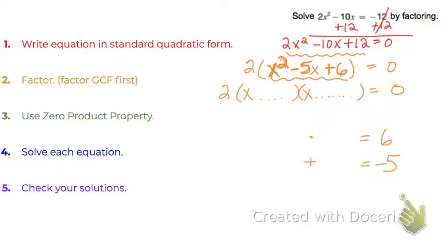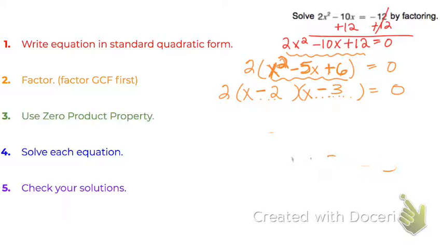Now let's think, what are other two number combinations that give us 6? How about 2 times 3? 2 times 3 is 6, and 2 plus 3 is positive 5, so we're pretty close. Let's change that to negative 2 and negative 3. Negative 2 times negative 3 is 6, and negative 2 plus negative 3 is negative 5. So we figured out what goes inside the parentheses. We're going to put a minus 2 and a minus 3.